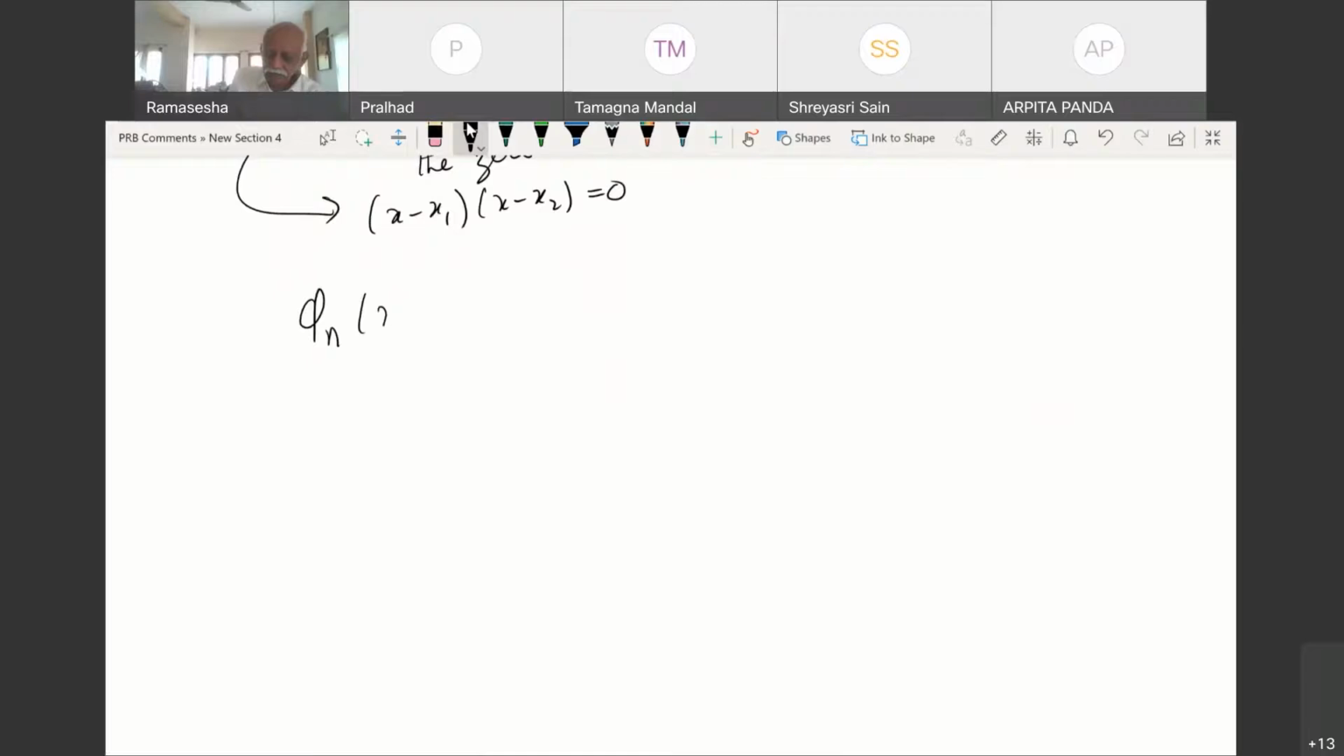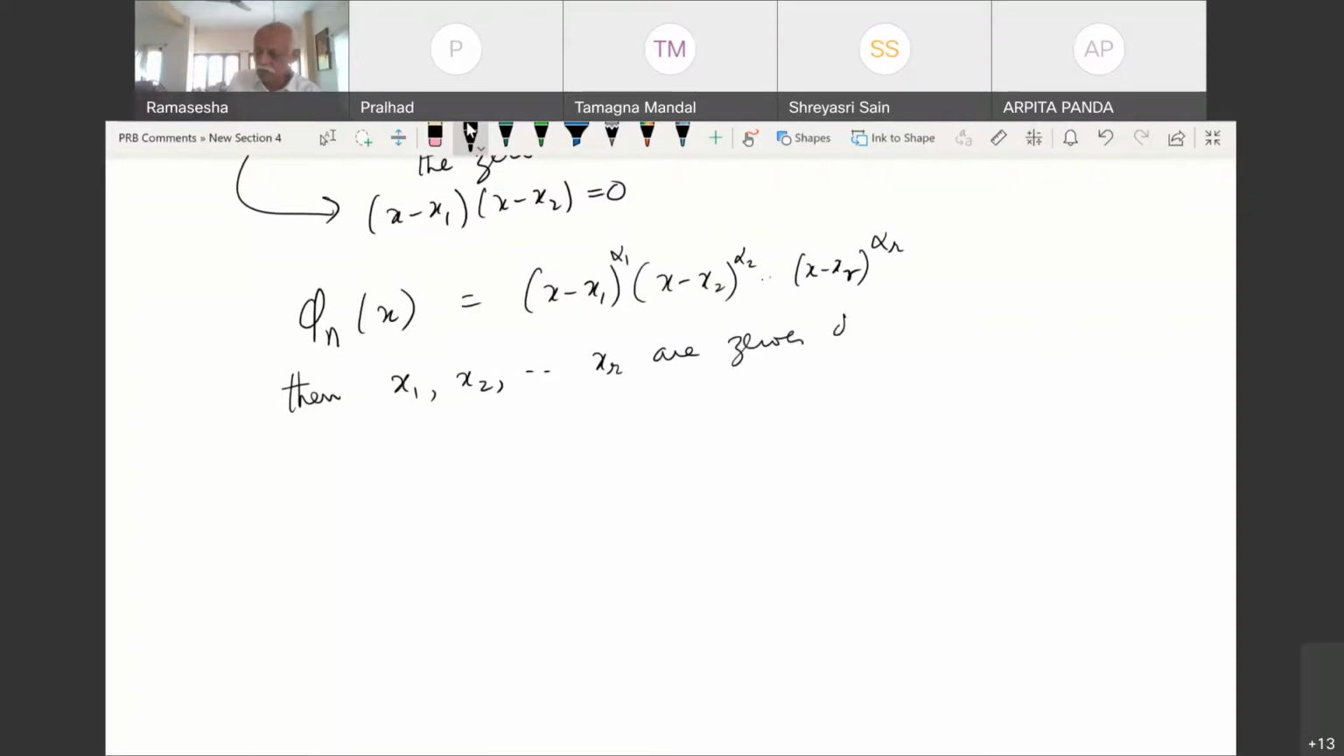So if I define the polynomial as x minus x1, x minus x2, up to x minus xr, each raised to alpha 1, alpha 2, alpha r, then x1, x2, xr are zeros of fn of x with multiplicities alpha 1, alpha 2, alpha r.